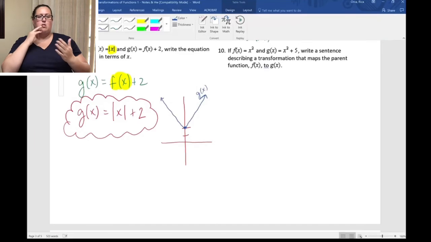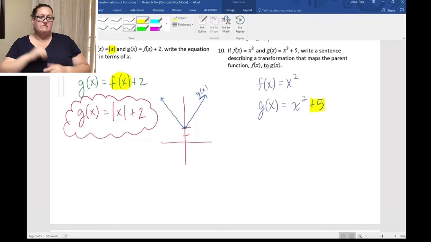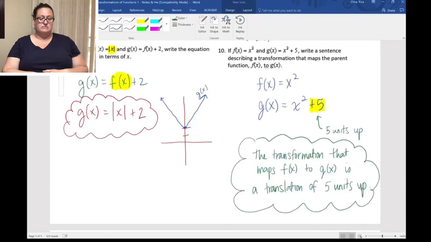Now let's look at problem 10. If f(x) = x² and g(x) = x² + 5, write a sentence describing the transformation that maps the parent function f(x) to g(x). If we compare the two functions, notice how g(x) has the plus 5. That means that the graph will move 5 units up. So in other words, the transformation that maps f(x) to g(x) is a translation of 5 units up.